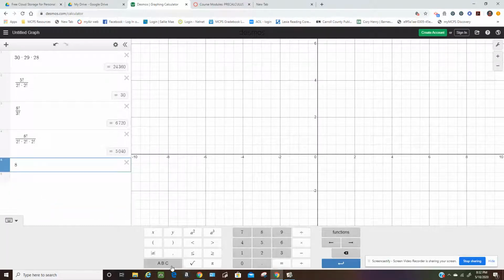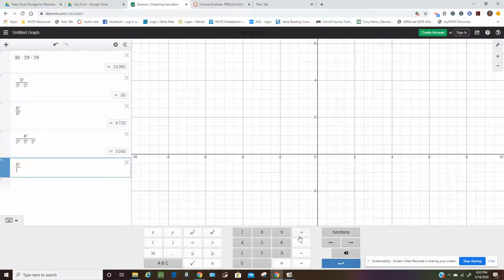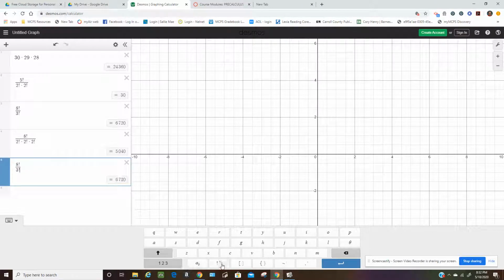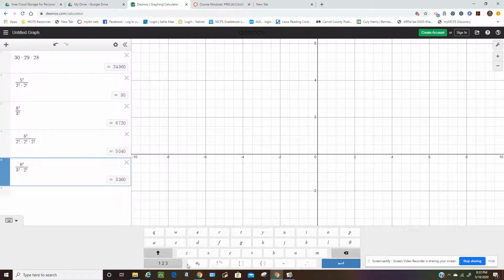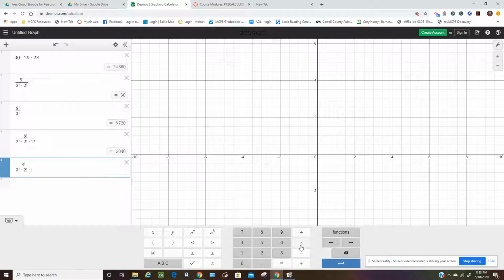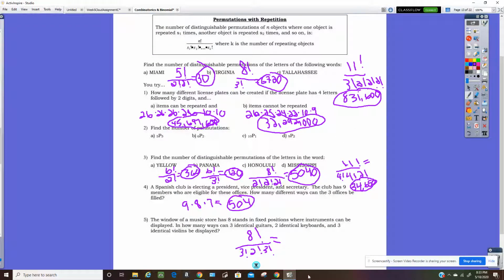So 8 factorial divided by 3 factorial times 2 factorial times 3 factorial is 560.